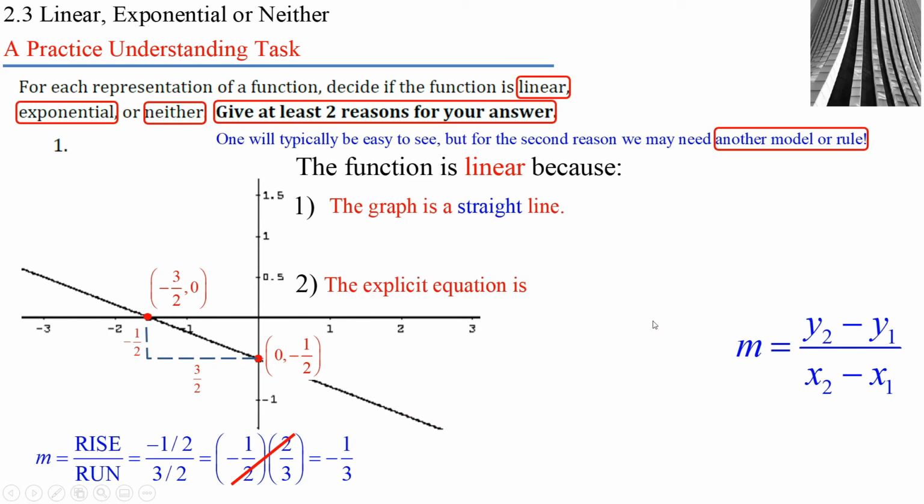So let's do the arithmetic here. We should get -1/3 again. So m equals y₂ would be -1/2 minus y₁ would be 0, over x₂, that would be 0, minus x₁ would be -3/2. And now our arithmetic. Negative 1/2 minus 0 is negative 1/2. And 0 minus negative 3/2 becomes 0 plus 3/2, or 3/2. And we're at the same place we were with our slope triangle. Negative 1/2 divided by 3/2, we already worked it out. That's negative 1/3.